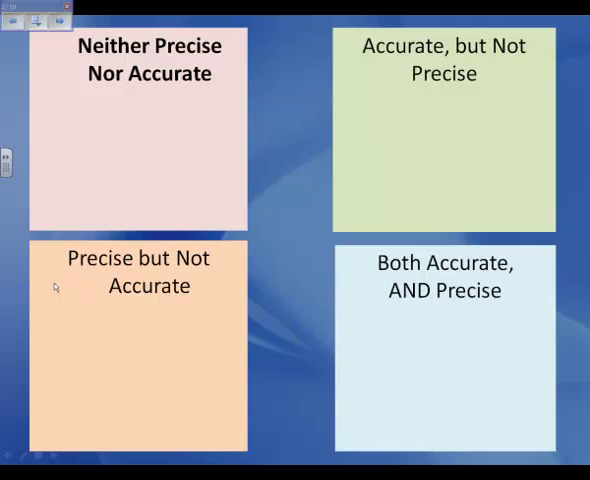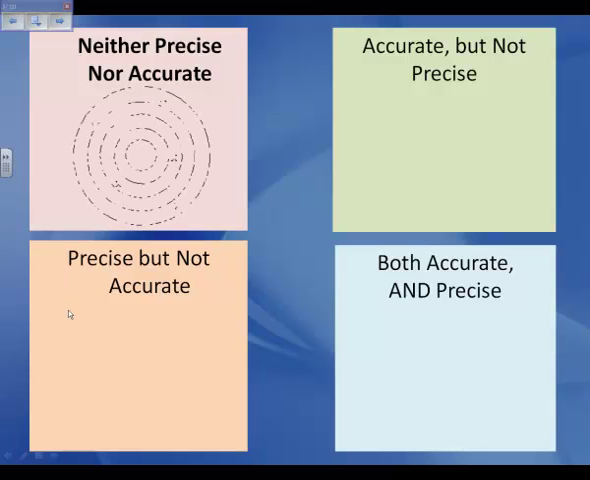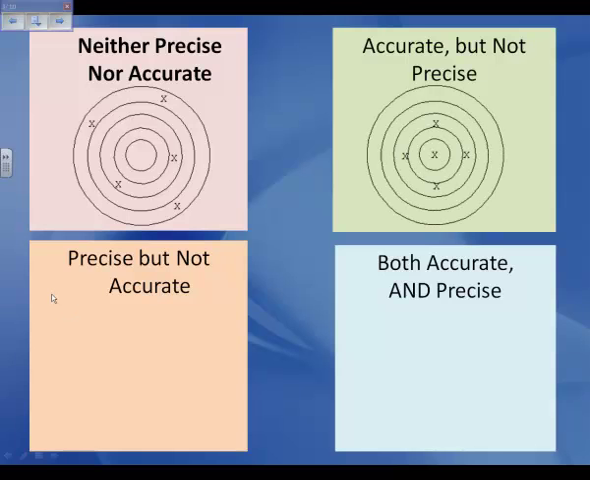Let's look at a target and see what we mean. If we're neither precise nor accurate, that means we go all over the place here, and you can't get a lot of information from this. This tells you that you need to start over or start changing one thing at a time, because you've got a lot of problems here. Your experiment hasn't been designed well if your data looks like that.